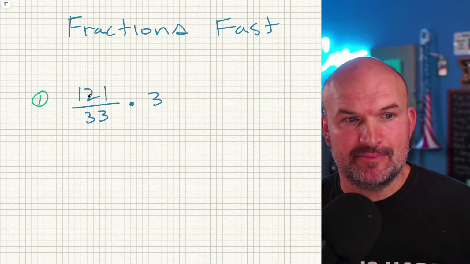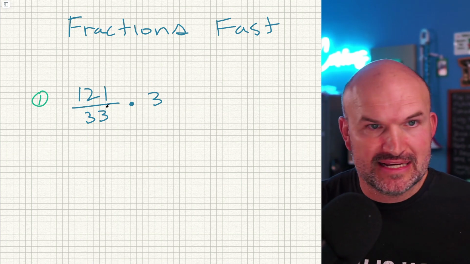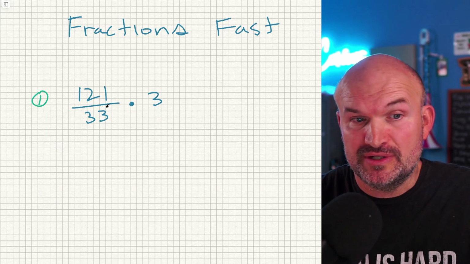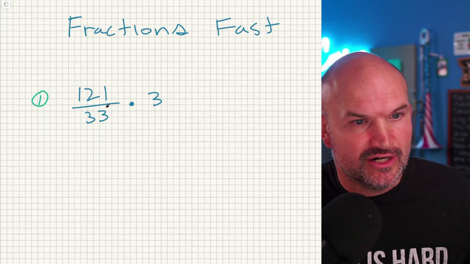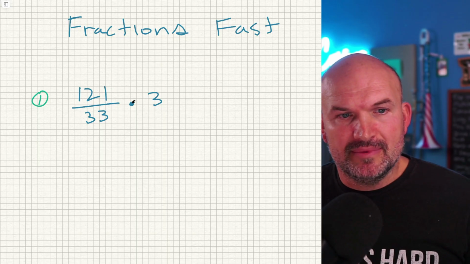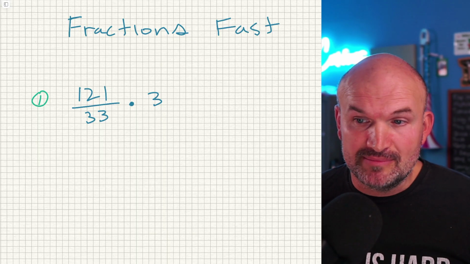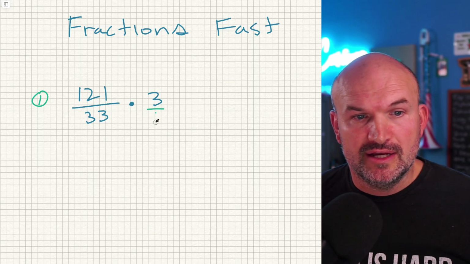So in this first example, I have 121 divided by 33. Now, multiplying fractions times integers sometimes can be confusing for students because one's a fraction, one's an integer. So when students get confused with fractions and integers, I always like to remind them that we can always rewrite our integer as a fraction.